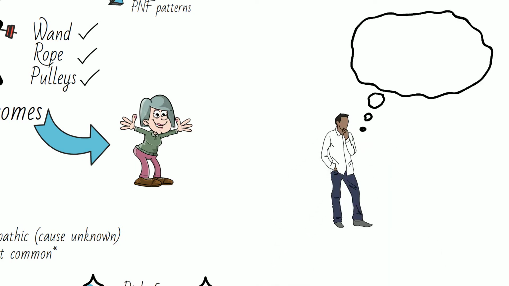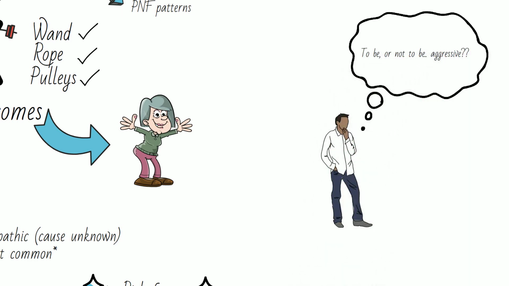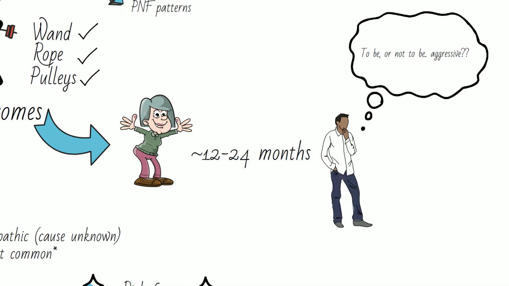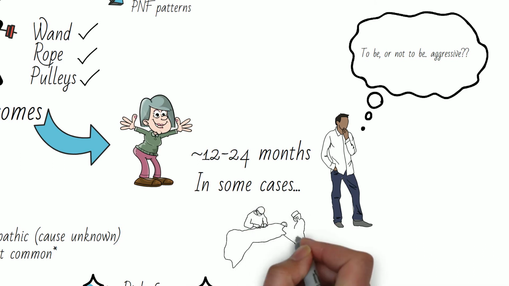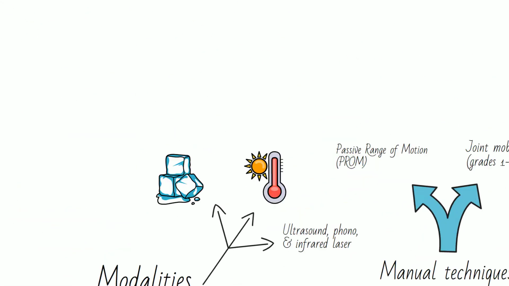The matter of being aggressive or not aggressive is up for debate. Some therapists like to be aggressive while others like to be more conservative in a pain-free range of motion. The recovery is not a linear pattern. It can take anywhere from 12 to 24 months. And even then, surgery may be indicated in order to break up the adhesions to assist in their recovery.